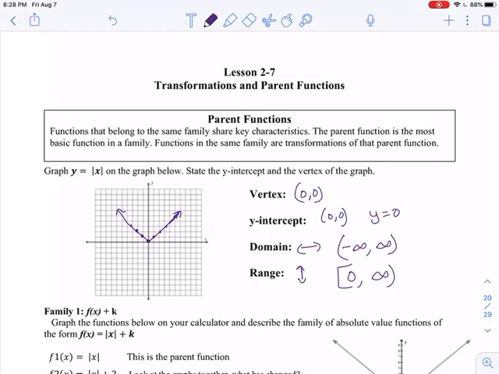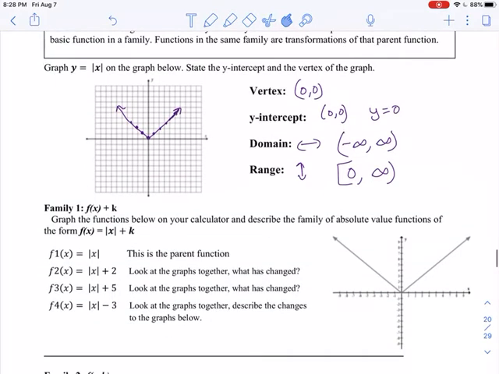So I want to graph the function below on your calculator and describe the family of absolute value functions in the form f of x equals the absolute value of x plus some number. So now I'm going to take that absolute value and I'm going to add on a number to that. So I'm going to look at f1 of x, that's just the parent function, the absolute value of x, the one I did up above, and that's already drawn on the graph for us.